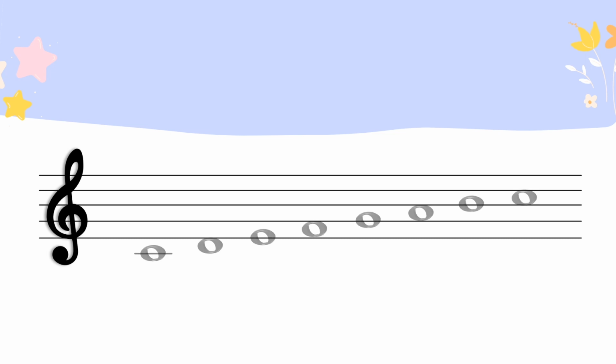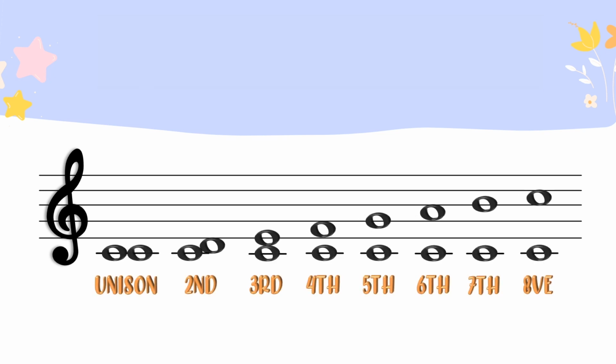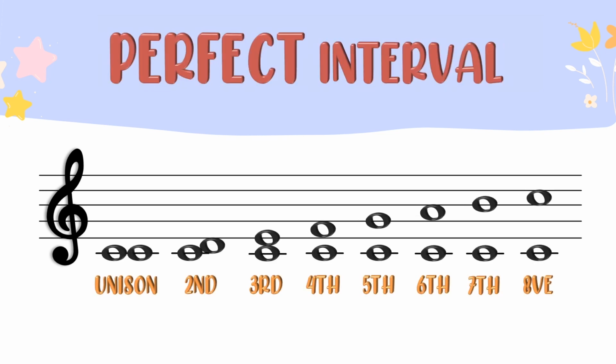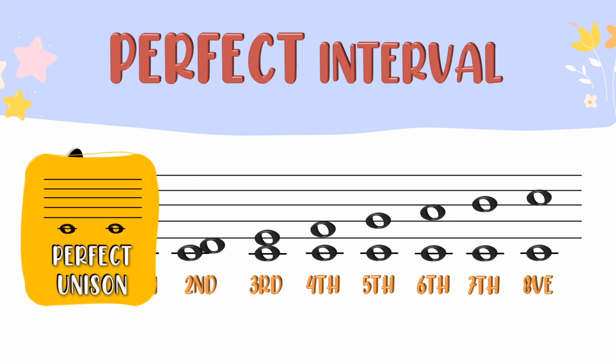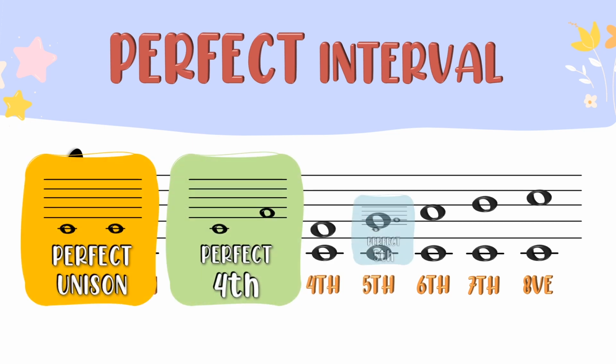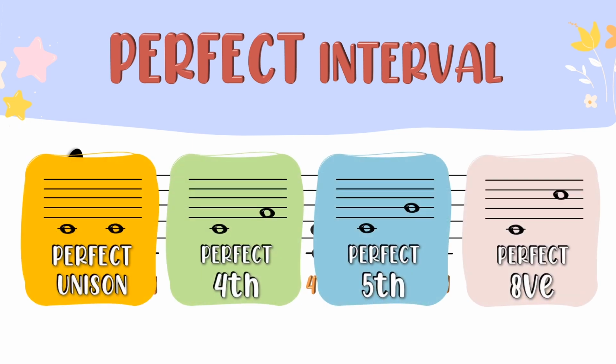Let's use the C major scale as an example. The distance between each note from its tonic shows the interval number. The perfect intervals in a major key are perfect unison, perfect fourth, perfect fifth, and perfect eighth.